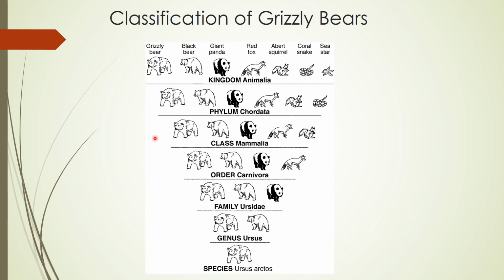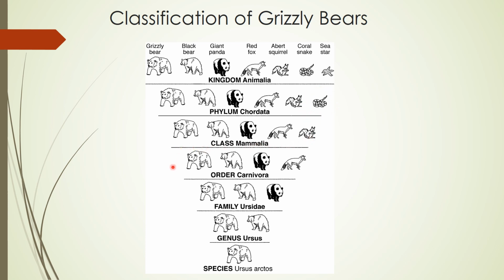Then we get more specific and we look at what class the grizzly bear belongs to. And it belongs to the mammal or Mammalia class. And these are animals that have fur, they have sweat glands, they produce milk for their young, and their hearts have 4 chambers. And there's a few other criteria that animals have to have in order to be classed as mammals. But that eliminates the snake.